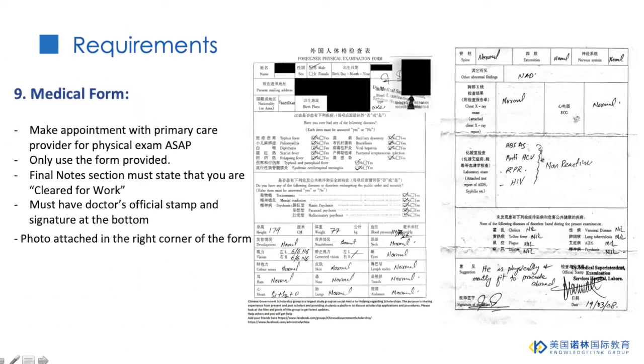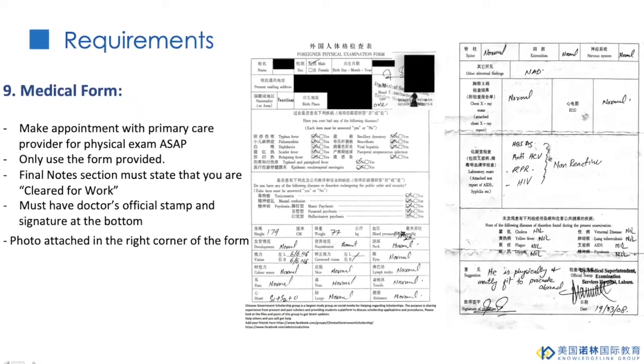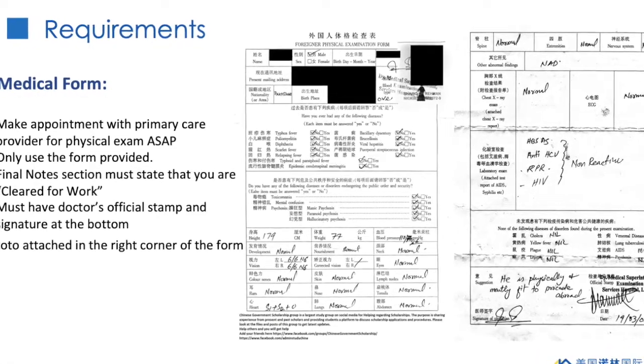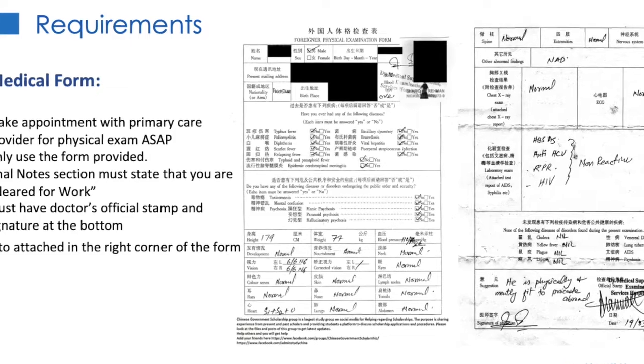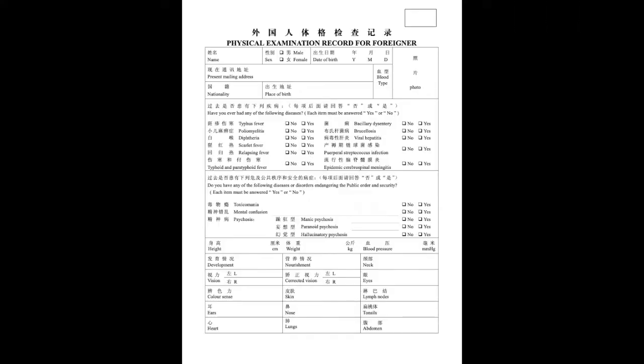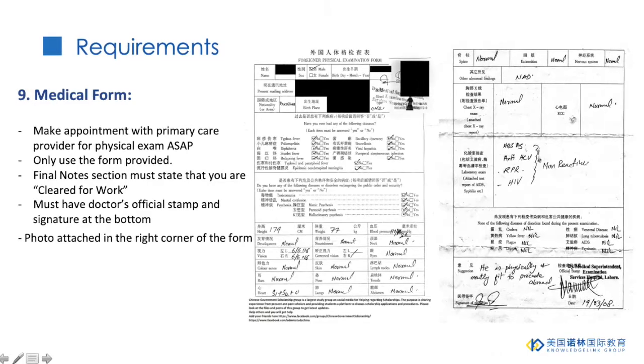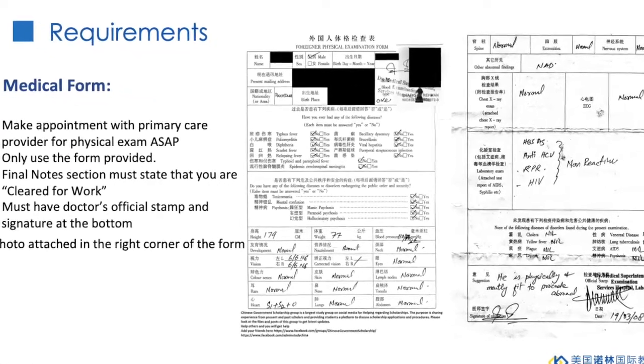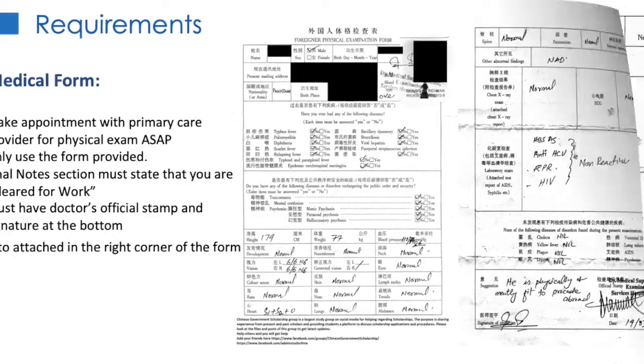Medical form. To apply for a work permit, you will need to do a medical check and have the medical form filled, signed, and stamped. When reaching out, our visa team will send a blank medical form to you, and you can only use the form we provided, otherwise it won't be accepted by the Bureau.